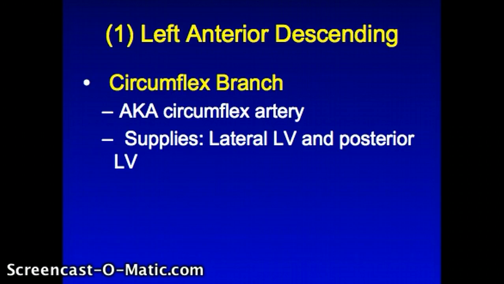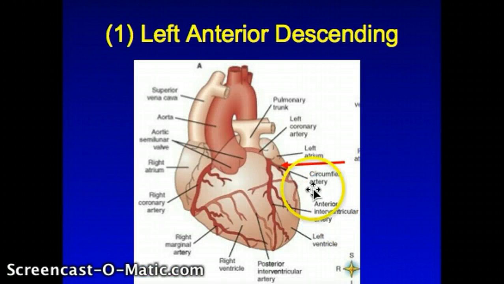The circumflex branch is another one. It's also called the circumflex artery, and it gives the lateral left ventricle and posterior left ventricle the blood flow that they need. So it's going to cover the remaining portions of the left ventricle. And here you can see a little branch of it going off around the side.